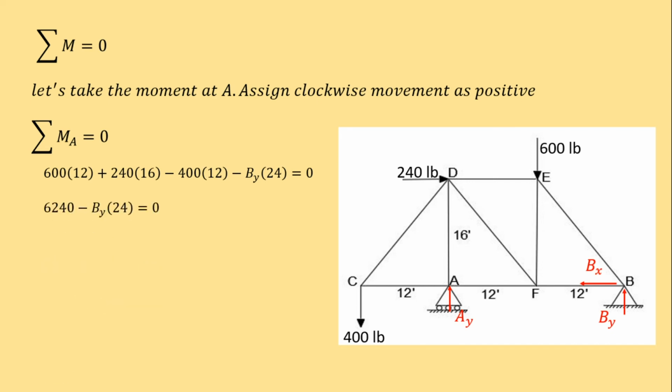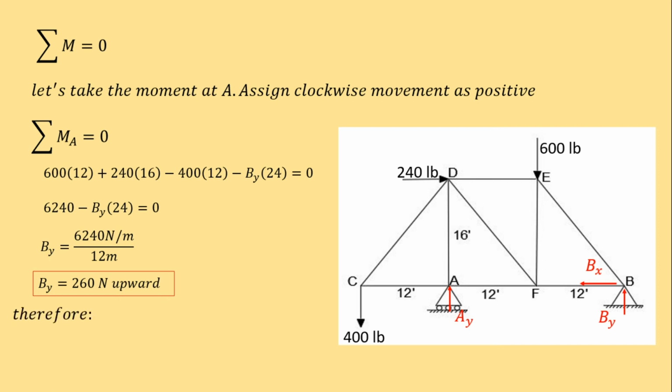So to calculate that, so we have 6,240 minus By times 24 is equal to 0. Then we have the result, By is equal to 6,240 divided by 24. So that will yield to 260 pound na upward force kasi positive. So, tama yung assumption natin, which is 260 pound upward force. So, that's for our equilibrium of non-concurrent forces.